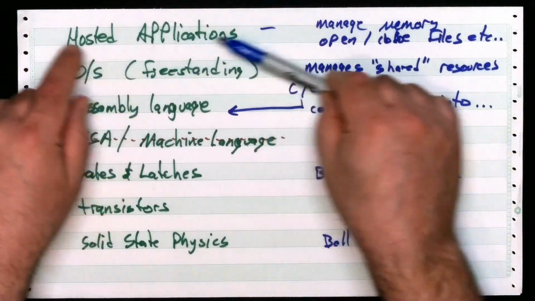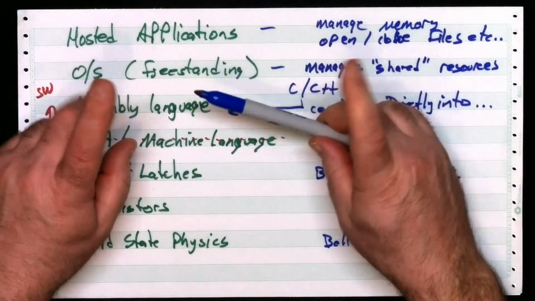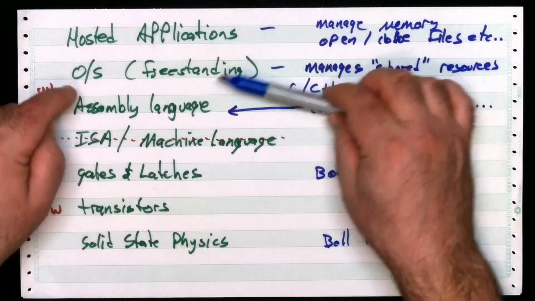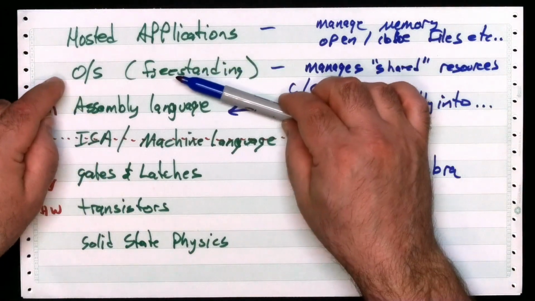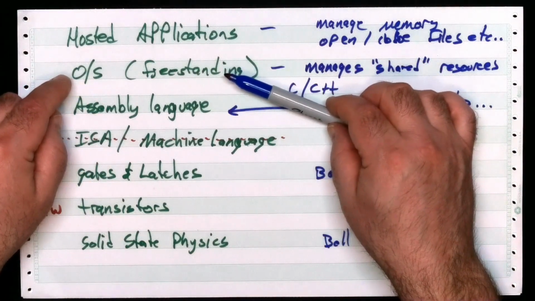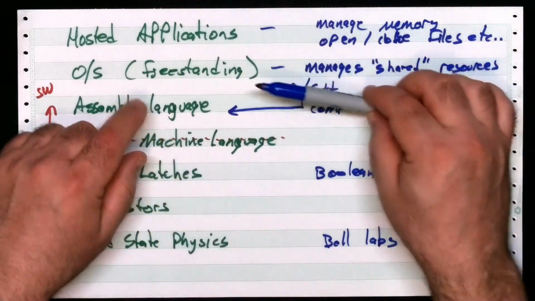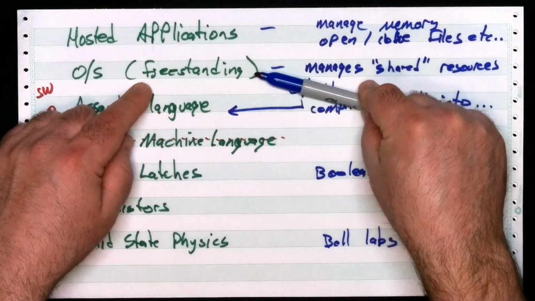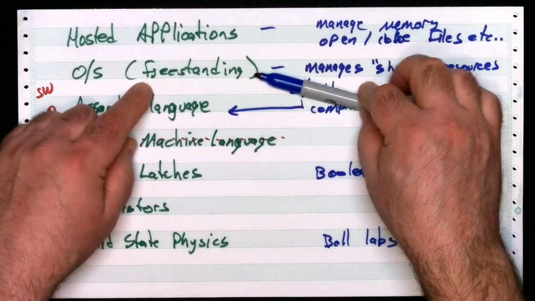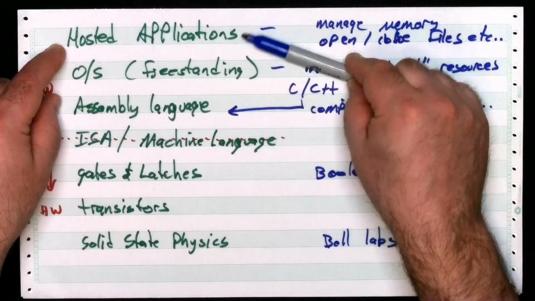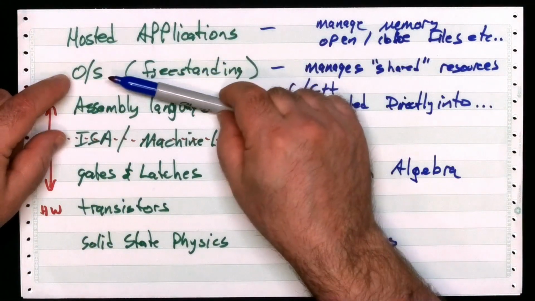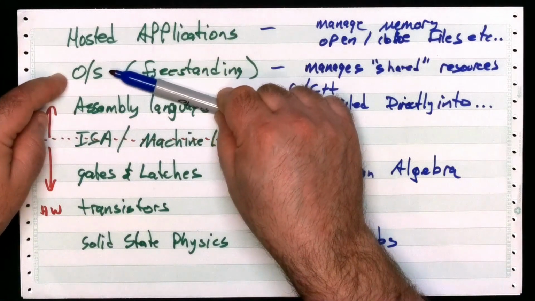When a hosted application says, I want to open a file with some name, all right? That name means something to the operating system that maps it onto the sectors on the hard drive, okay? So freestanding programs have to run on their own with no help from anything. Hosted applications can run, and they can take advantage of all the services that are provided by something like an operating system.